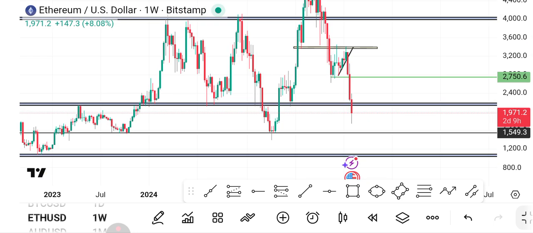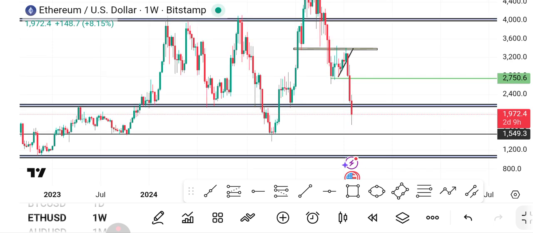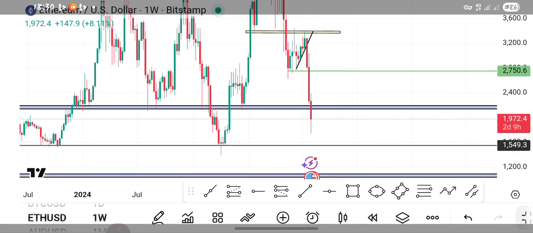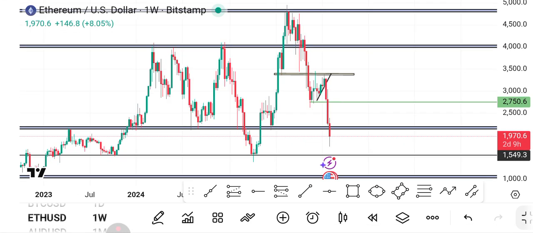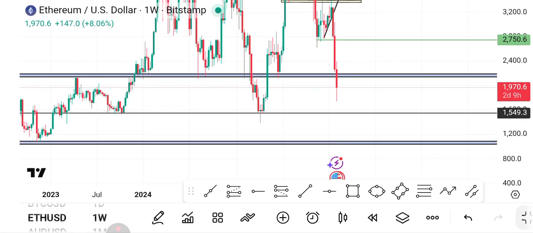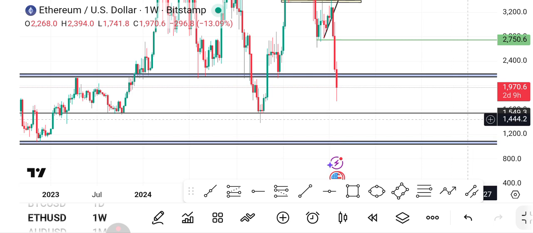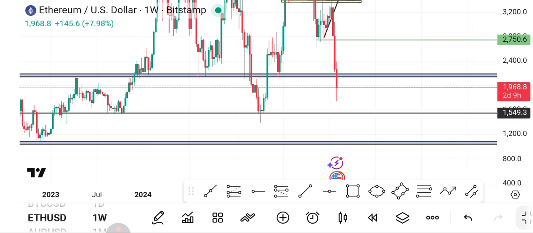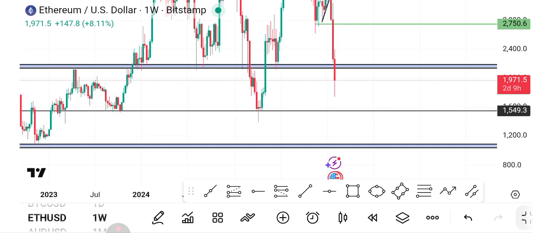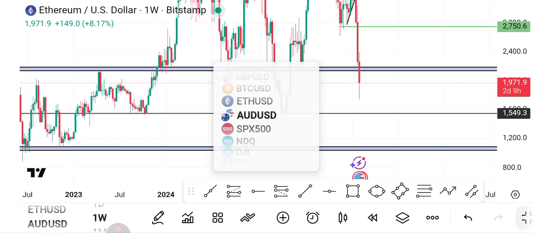I know I haven't been creating so many videos or giving you guys any chart analysis, but all I can tell you is that this is our next level target. First, it's this black bar here at $1,500 per coin. Then after that, it's $1,000 per coin. Then AUD USD.